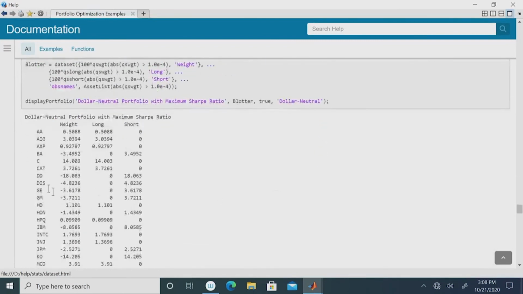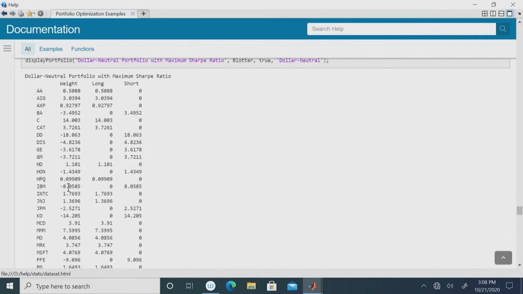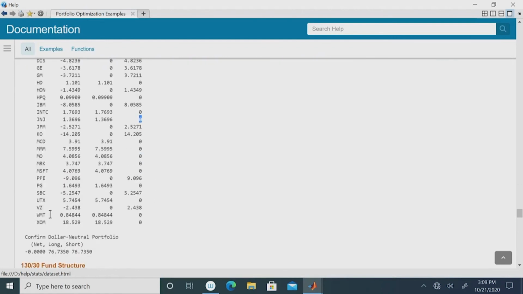So, you see here that we have a dollar neutral portfolio with the respective weights. As I said, your total position must be equal to 0, and the weights are specified here. For example, for J and J, that is Johnson and Johnson, since this is a positive value, this is your long position and 0 is your short position. On the other hand, for JPM, that is JP Morgan, it is minus 2.5271, so the long position is 0 and the short position is 2.5271.